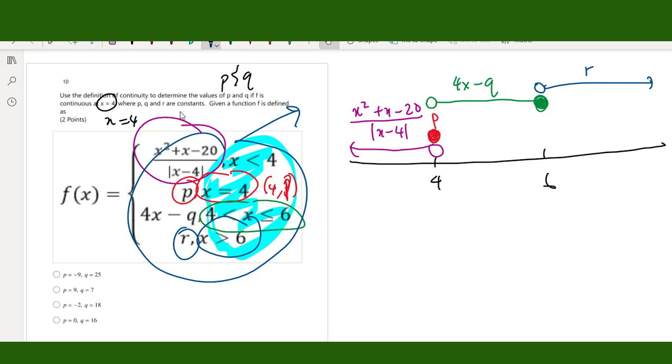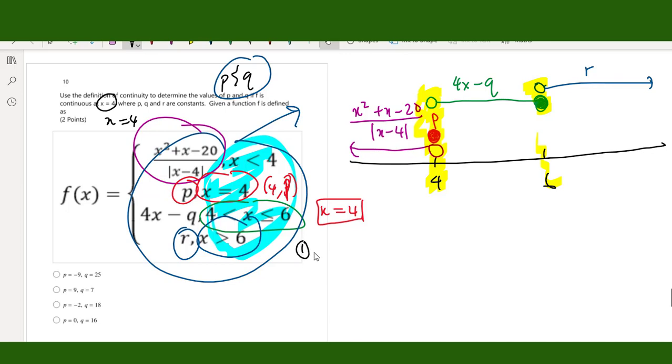Now we're going to find the values of p and q. The problem is here at x equals 4. Here, maybe only q and r are involved, but for this one, p and q are involved, and we're going to find p and q. Let's discuss when x is equal to 4. We mentioned that f is continuous, and continuous means f satisfies the 3 conditions, the 3 steps.